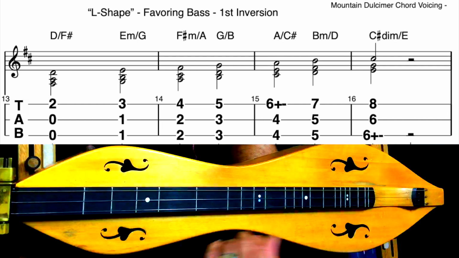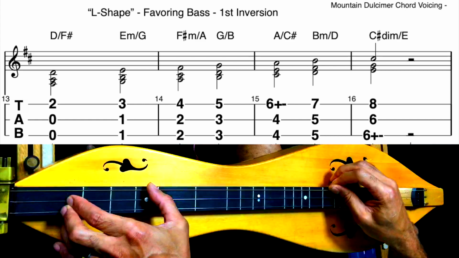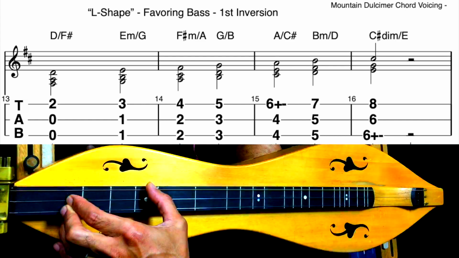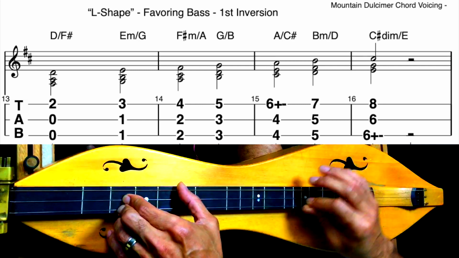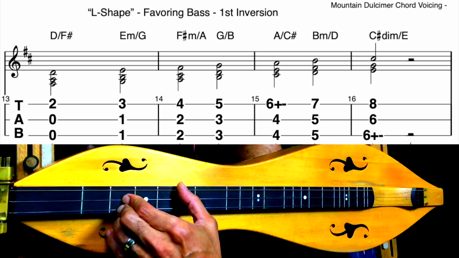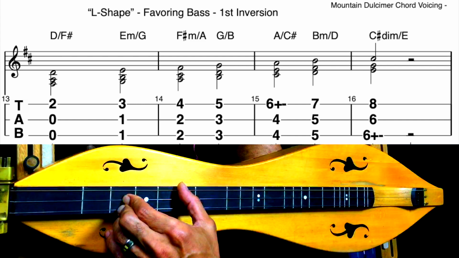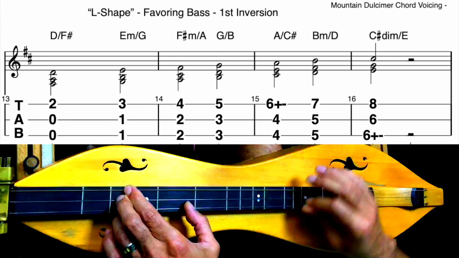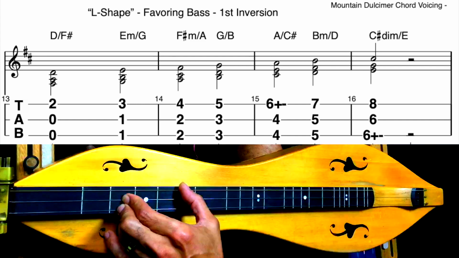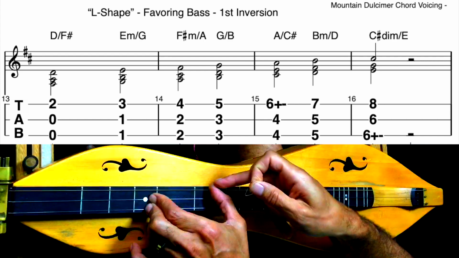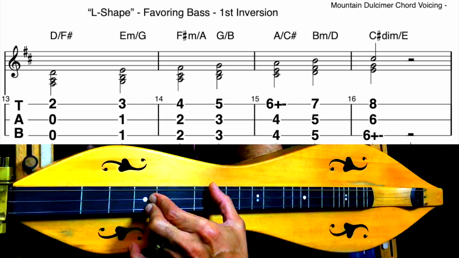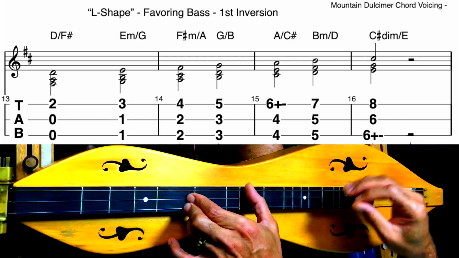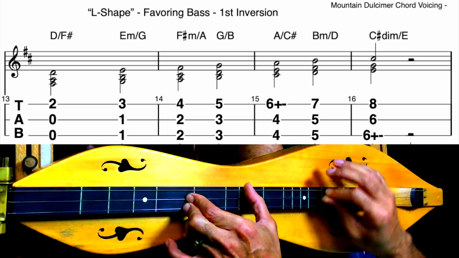We could play an E minor G, which is an E minor with a G as the bass. F sharp minor with an A bass, 4-2-2. So see, we're just taking the L shape and we flipped it over from here to this. Here's our G major with a B bass. There's our B right there.